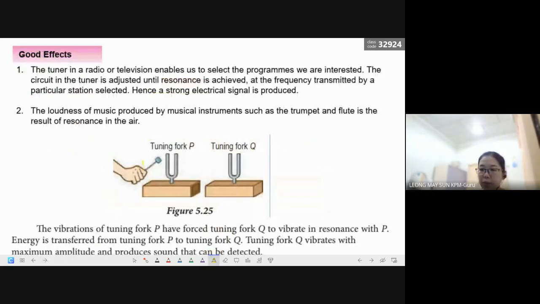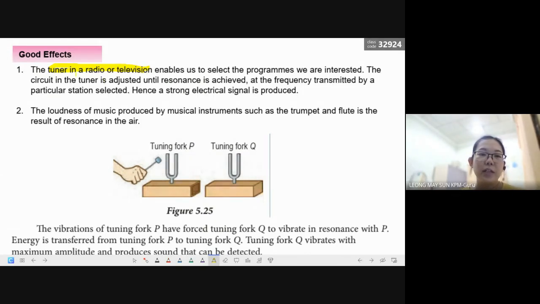Okay, there is a good effect and also a bad effect of resonance. Resonance good effect number one is the tuner in the radio or television. This is obviously the old syllabus from 10 years ago, when we didn't have Spotify or whatever, right? Whenever we wanted to listen to the radio, we had to turn the dial on the radio box, or the television. We had to keep pressing for the right frequency.